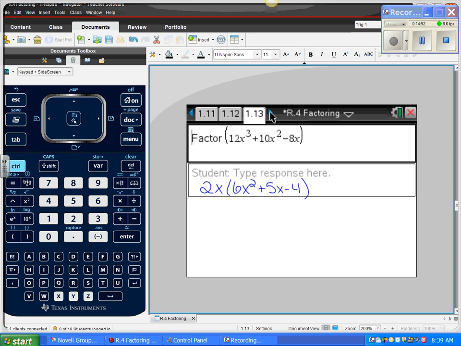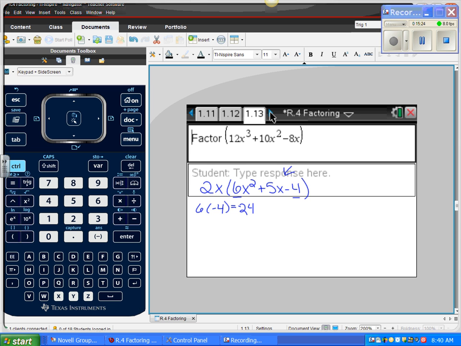So now we have this. The piece that we're going to be looking for in factoring is this piece here. Now we're going to multiply the leading coefficient and the constant together. Our leading coefficient is 6. Our constant is negative 4. So 6 times negative 4 is negative 24.